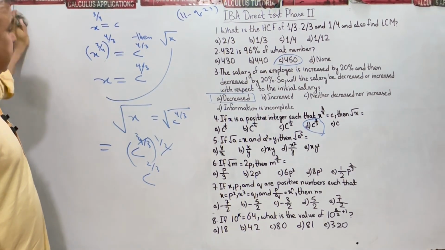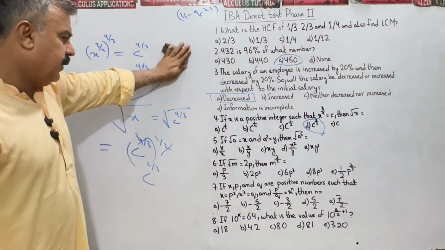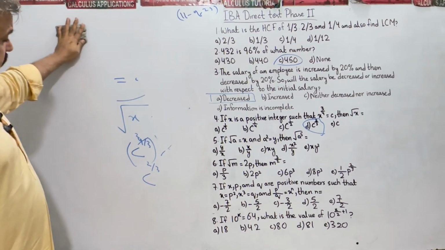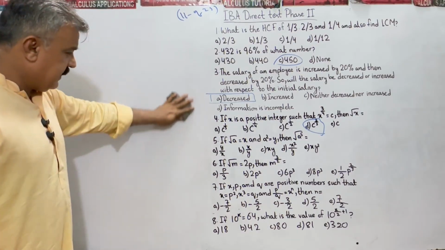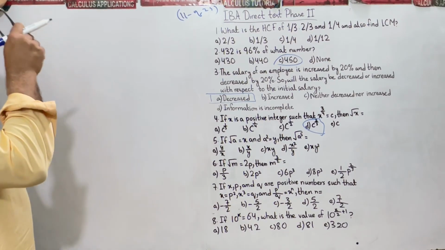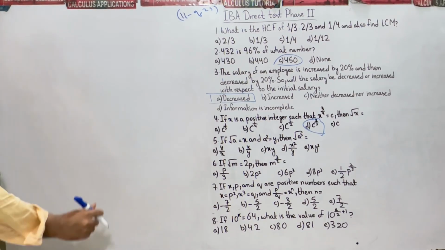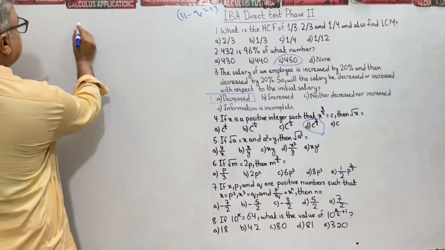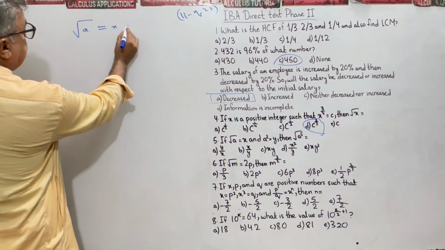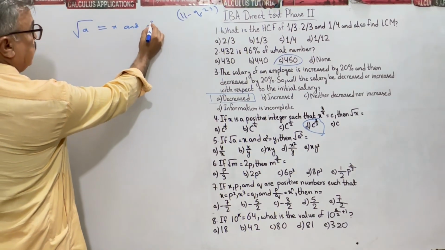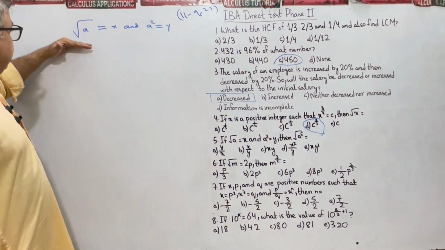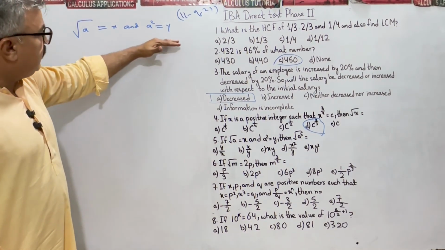Next question. We are given root a is equal to x and a square is equal to y. Then what is the value of root a raised to 5? Let me write. Square root of a is equal to x and a square is equal to y.